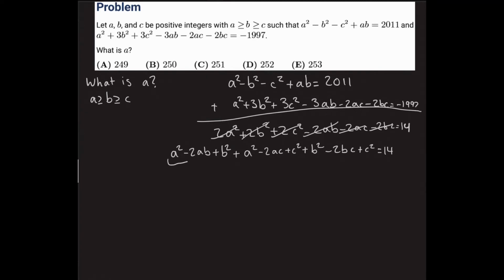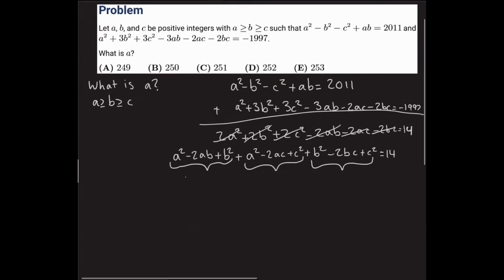Now from here what we can do is we can use these three. And we can write a minus b squared plus a minus c squared plus b minus c squared. And this is equal to 14. Now in the question it says a, b, and c are positive integers. And so this means that each of these squared terms also have to be integers. So the only set of three squared numbers that add up to 14 is 1, 4, and 9. And so now we have to find out which one is which.